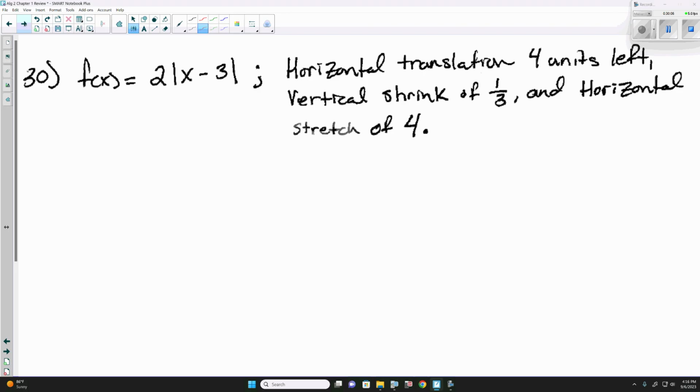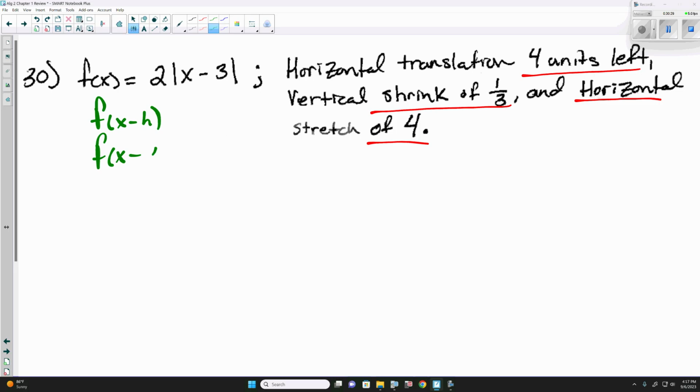Our next one, we have two more of these transformations, and that's this one here. Now this one we have three: a horizontal translation 4 units left, vertical shrink of 1/3, and a horizontal stretch of 4. Now we'll do them in order. So first one, horizontal translation 4 units left. So this will have f of x minus h.